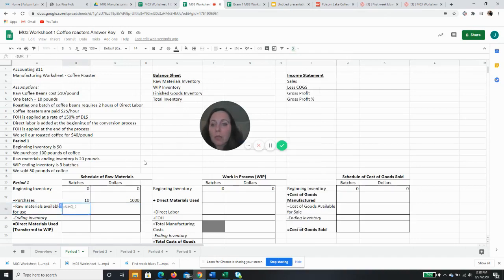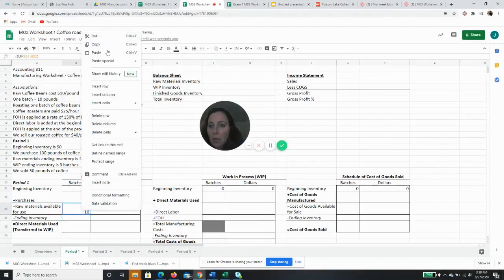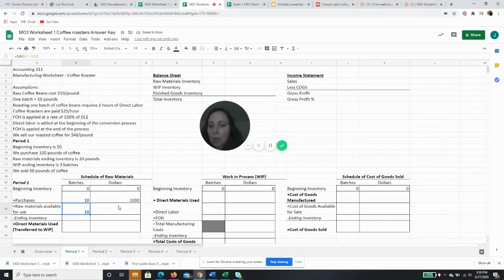So we'll go ahead and do a little sum. Copy. Paste. Okay. So I've got $1,000 sitting in raw materials. With that $1,000, it can either stay in raw materials as ending inventory, or I may put some of it into production. And in fact, it tells me my raw materials ending inventory is 20 pounds.